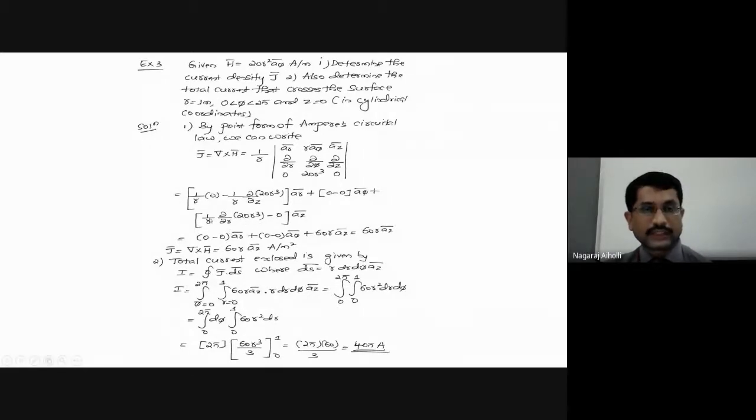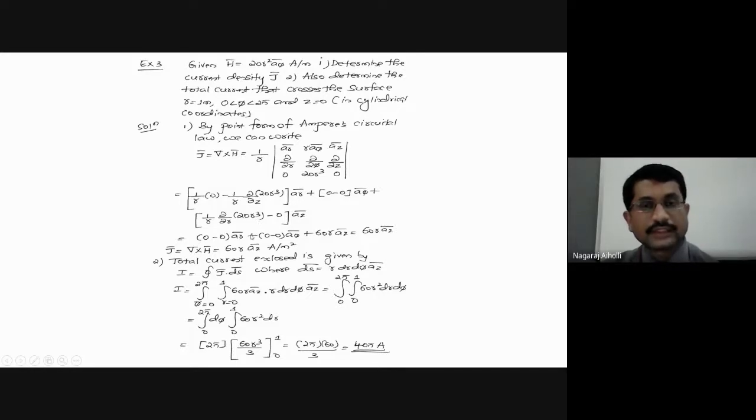Take 20 outside, it is constant. 20 by r, differentiate r cube with respect to r. What is the differentiation of r cube with respect to r? It is of which form? x raised to n form. It is n into x raised to n minus 1. That is the differentiation of r cube with respect to r.